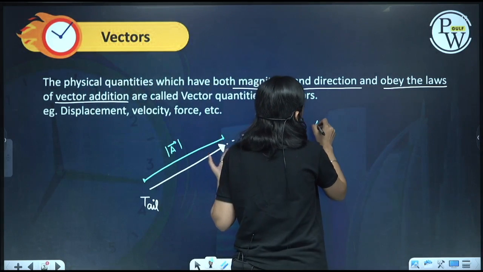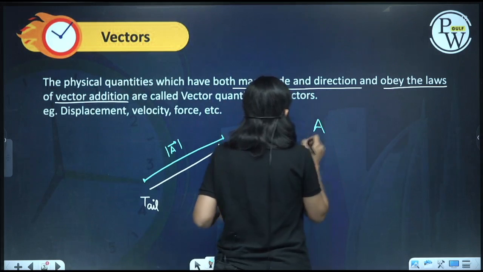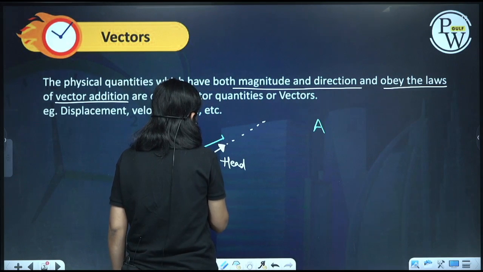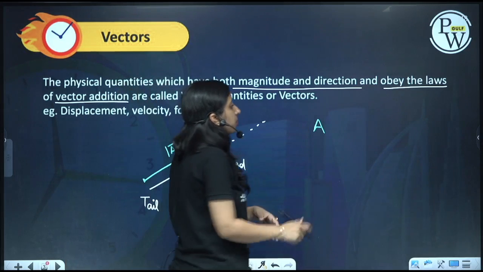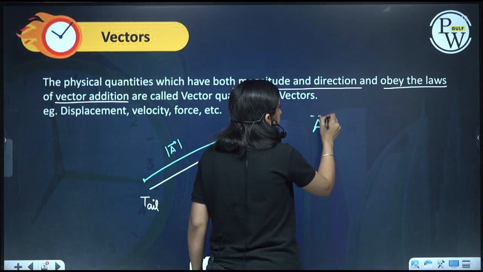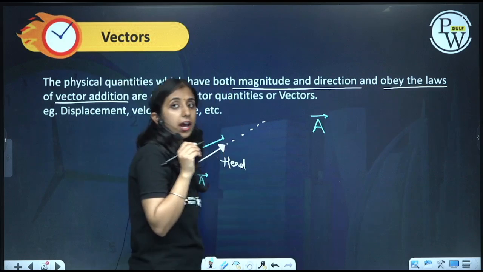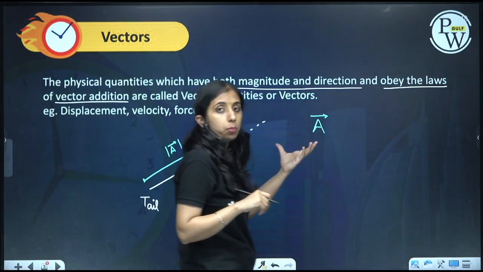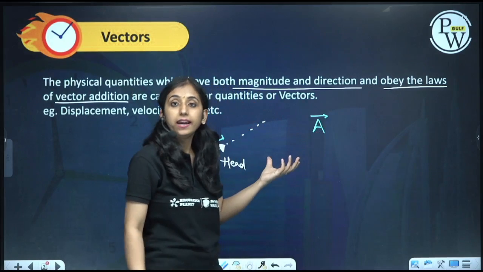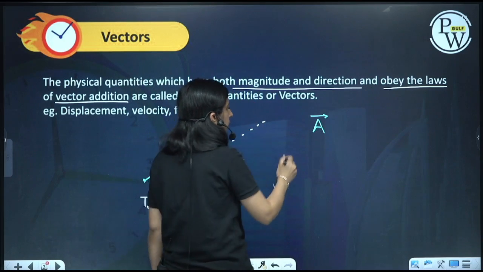How do we write a vector? If this is my a vector, then how will I represent a? A will be represented as: write a and draw an arrow above it. Okay, write a and draw an arrow above it. This means it is a vector.